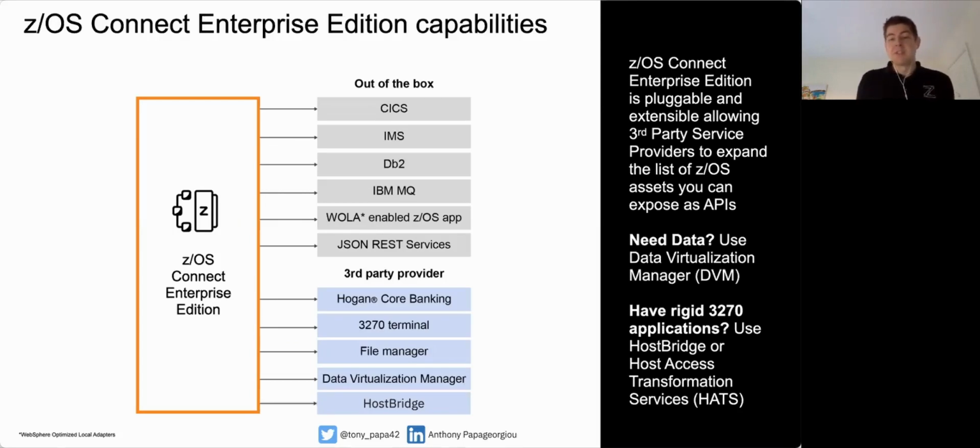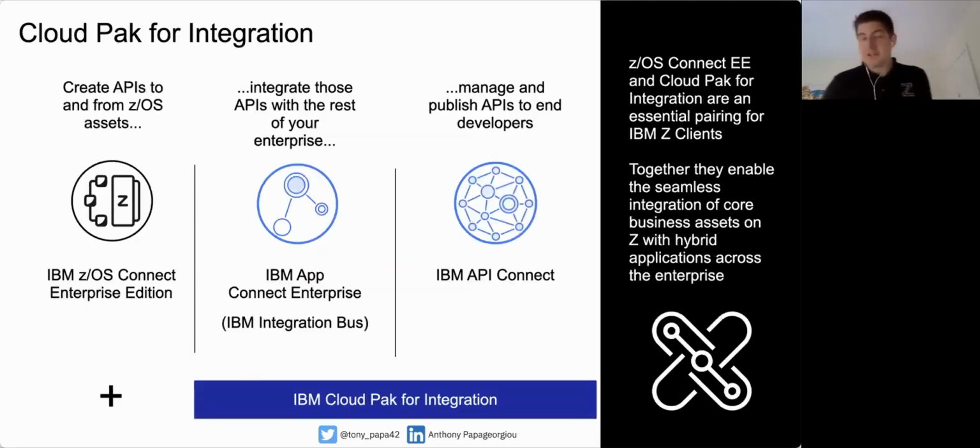If you need to get to VSAM data, you can go through File Manager, you can go through DVM. If you want to do 3270, you want to do some complex orchestration behind z/OS Connect, and Hostbridge is a really good solution for that. So, extensible, hopefully we've got most things covered by now. If there are things that we haven't got covered, then let us know, and hopefully we can partner with someone to fill that gap. But we're not just an island.